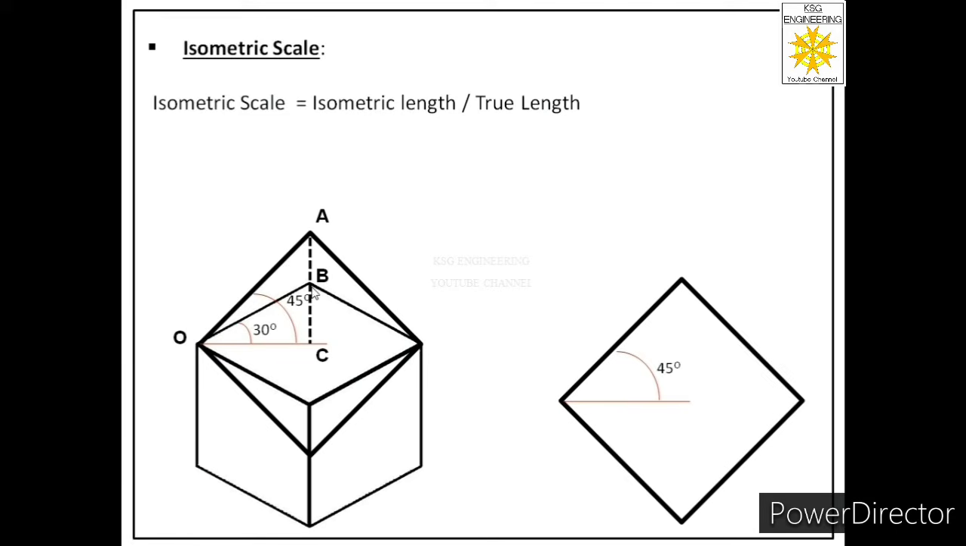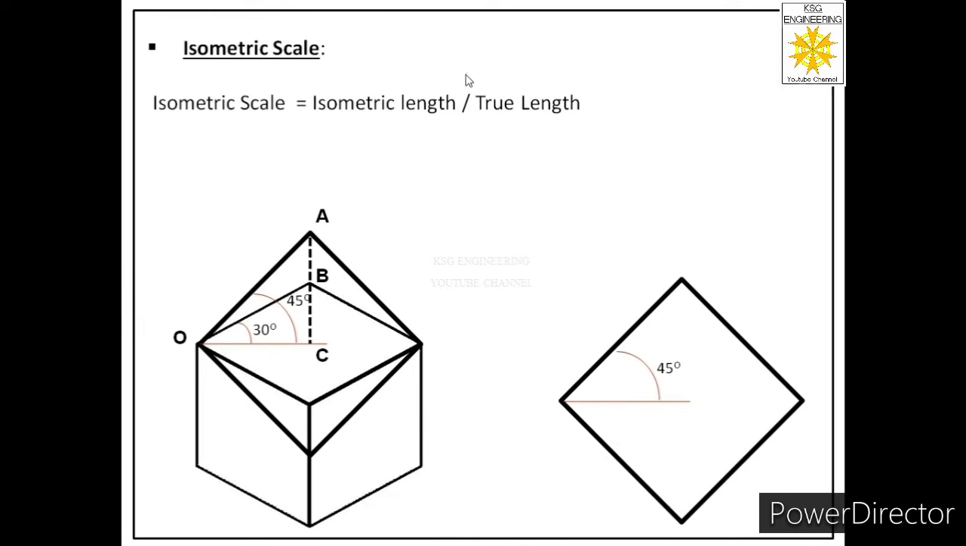OB is isometric length and OA is true length. So let us see what is the size of OB, that is isometric length. For that we have to consider this triangle OBC. In this triangle we will say base upon hypotenuse is equal to cos 30 degrees, or hypotenuse will be equal to base divided by cos 30 degrees. So isometric length, that is OB, will be equal to OC divided by cos 30 degrees.